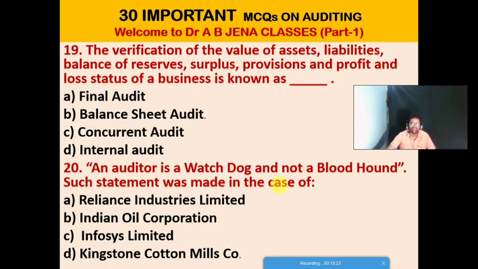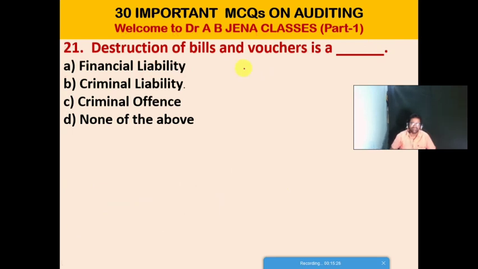So next one, MCQ. Destruction of bills and vouchers is which type of liability? A. It's the financial liability, B. It's the criminal liability, C. It's the criminal offense, D. It's all the above. Friends, B is the right option for this MCQ. So destruction of bills and vouchers is the criminal liability. B is the right option.